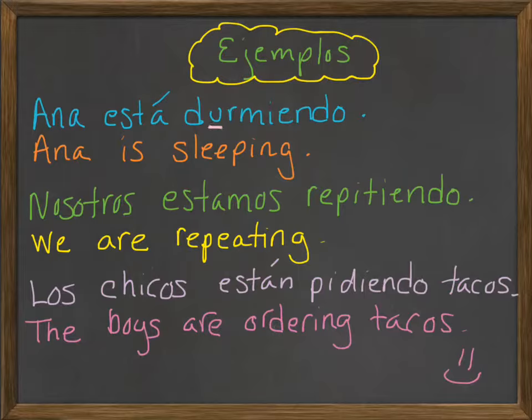Notice this is a U and not an O. Nosotros estamos repitiendo. This is an I instead of an E. And it means we are repeating. Los chicos están pidiendo tacos. The boys are ordering tacos. Notice here that E changed to an I. These are examples of the irregulars. I'll put that up here. Irregulars. Just not quite like the others.